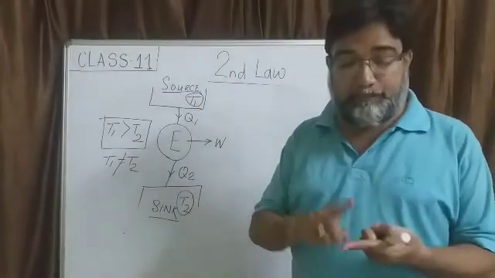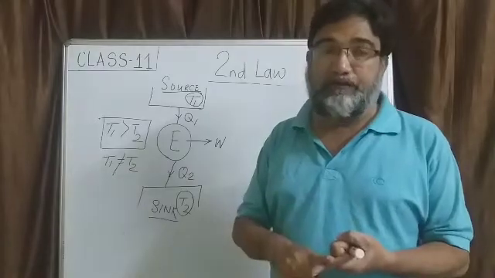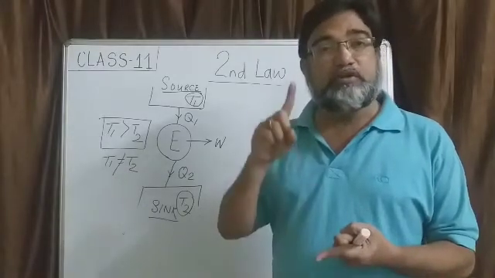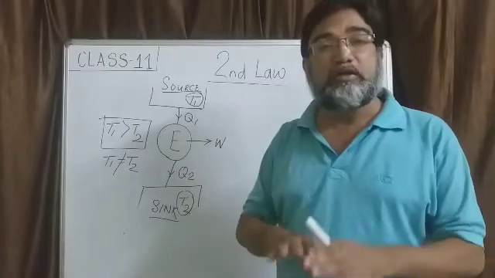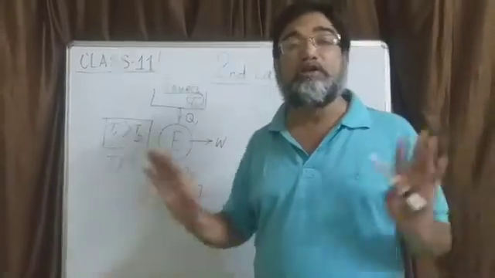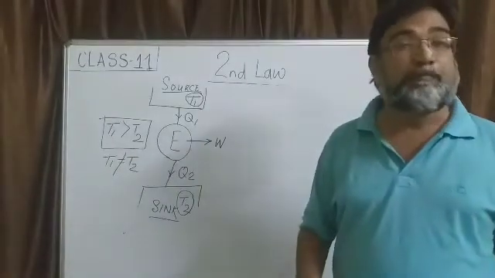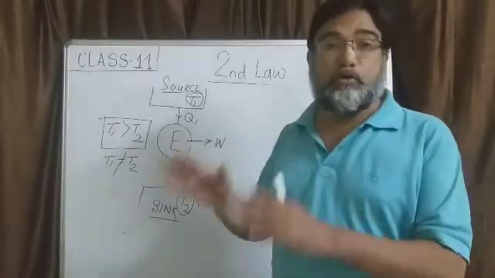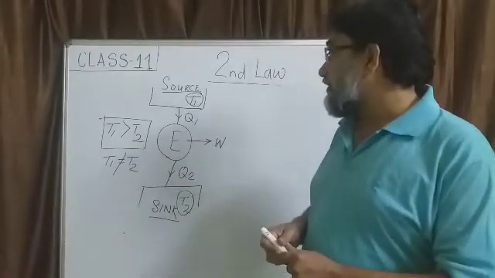So first is that it is to operate on the basis of a cycle. It must be a cyclic activity. Second is that there must be two reservoirs, and third thing is that the two reservoirs must be at two different temperatures, not at the same temperature. Only in that condition the spontaneous process is possible, the natural process is possible, and you get some work.